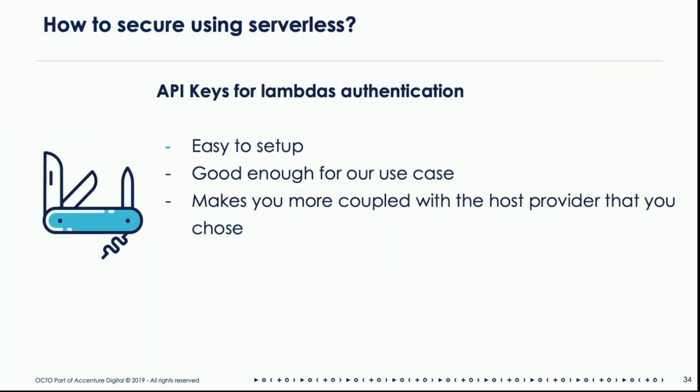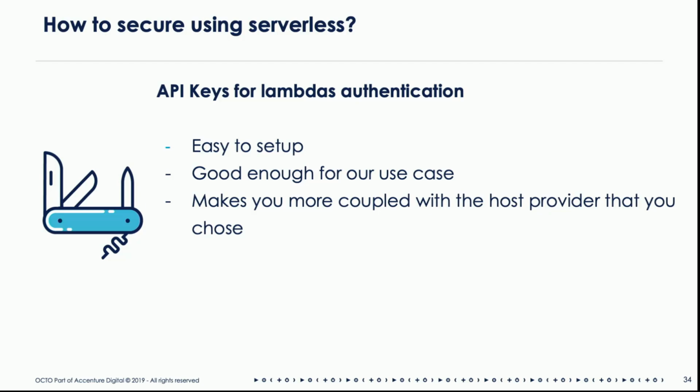So we chose to just use API keys for Lambda authentication provided by the API Gateway from AWS. We know it wasn't optimal, but it was easy to set up. It was good enough for our use case because we just wanted not to be wide open. And then we realized that that's when we were not cloud agnostic anymore, which means that we were relying on specific features of specific AWS products to actually develop our games. So we were more coupled with AWS, and we couldn't switch seamlessly.